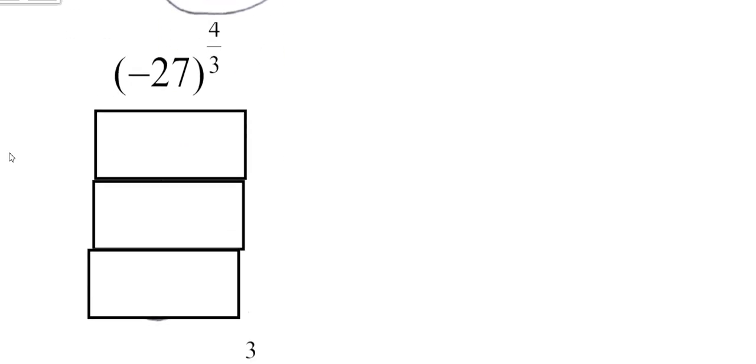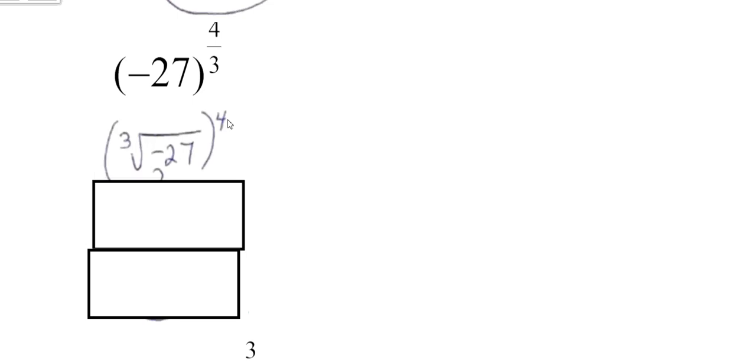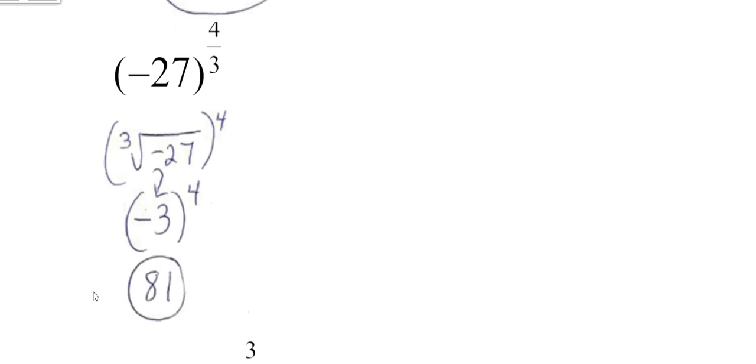Same thing goes for this question here. We have negative 27 to the 4 over 3. So I'm going to take the cube root, because the bottom number is my index, of negative 27 to the power of 4. I like to write the power of 4 after the fact all the time, just because I find it easier to deal with that way. So the cube root of negative 27 is negative 3. Don't forget, because it's negative underneath here, it needs to be negative when you pull it out. So I have negative 3 to the power of 4, which is going to give me 81.